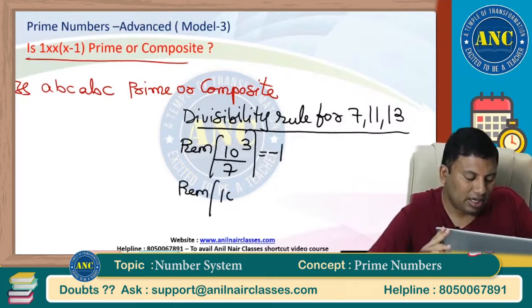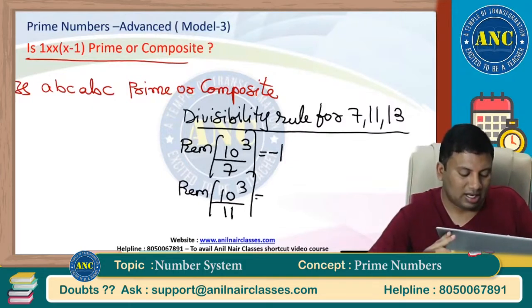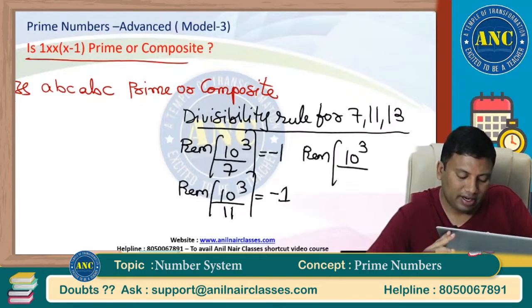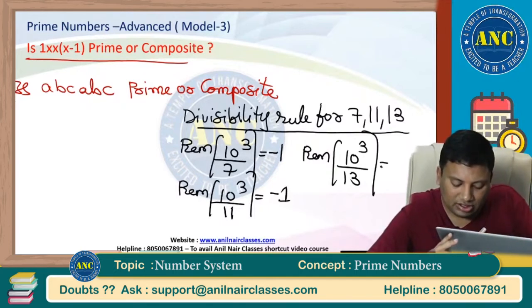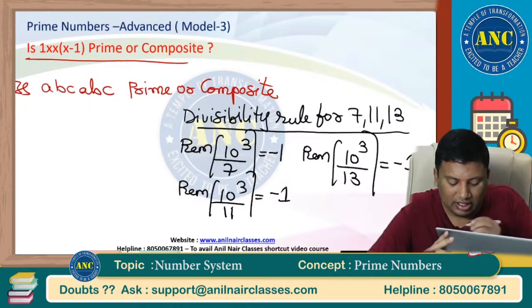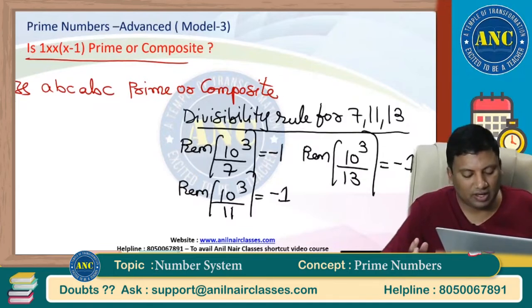Remainder when 10 cube is divided by 11: 11 ones are 11, so the remainder is minus 1. Remainder when 10 cube is divided by 13: 13 ones are 13, leaving minus 3; minus 3 cube is minus 27, giving a remainder of minus 1 in the negative sense.